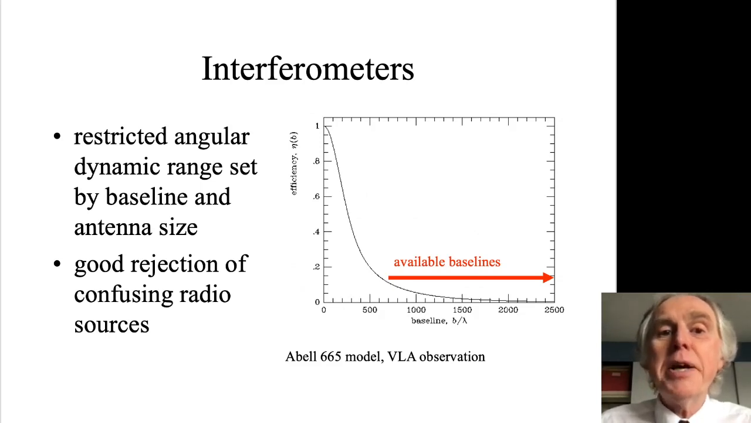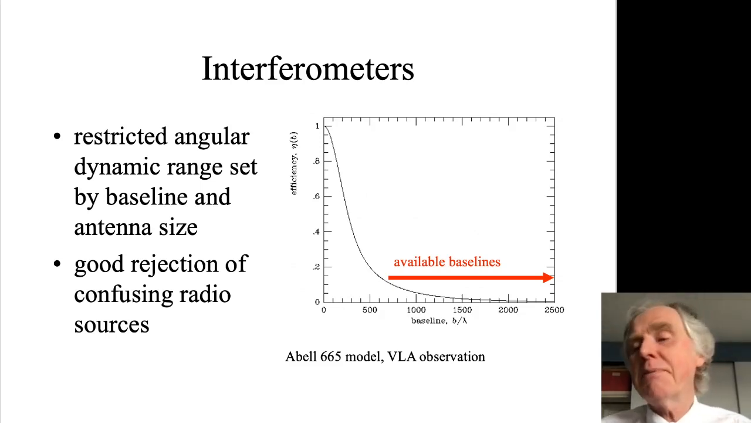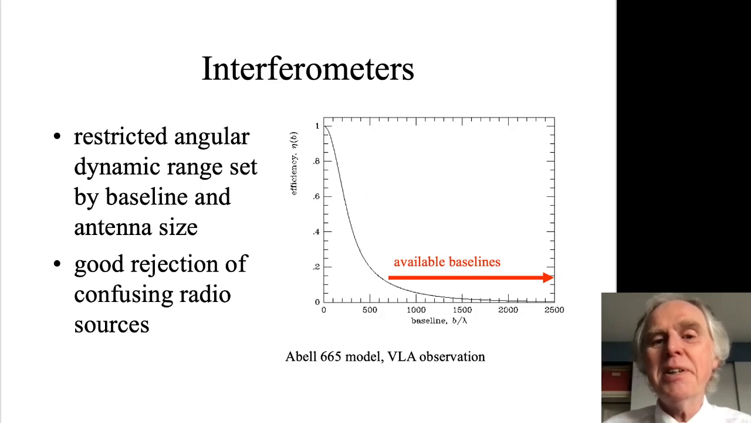What this is very good at is rejecting any radio sources that are within the cluster, because some of the very long baselines way off to the right-hand side of this plot measure those radio sources, and you can subtract them out fairly trivially. The nice thing about that is that if the radio sources happen to be variable, you measure them at the same time as you measure the SZ effect, and so can subtract them out coherently.